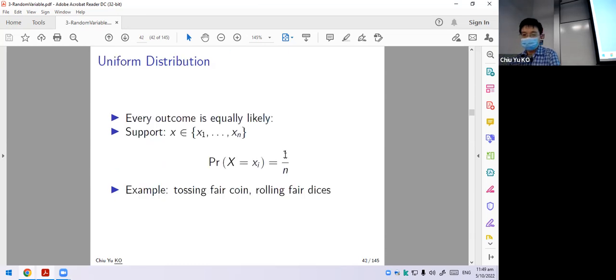I guess I covered the uniform. Uniform we have been doing a lot of times, like just rolling a die. It's 1 up to 6, and each outcome is equally likely. Tossing a coin once is uniform. Tossing a coin twice is not, because not every outcome is equally likely.